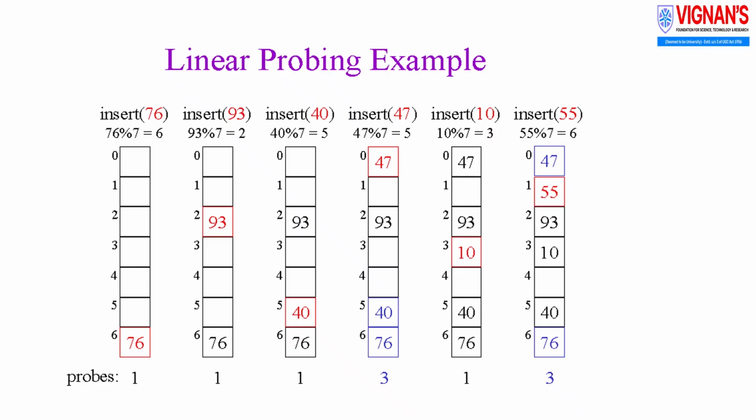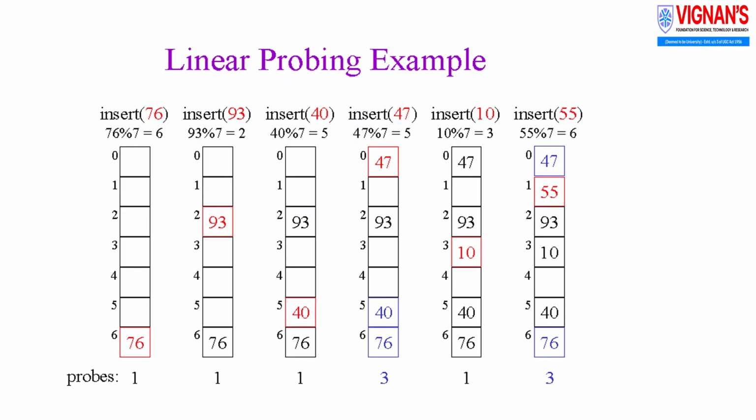Now, insert 47. 47 mod 7 equals 5. But index 5 is already occupied by 40. So we move to the next index 6. But that is occupied by 76. Then we move to index 0, which is empty. So 47 is placed at index 0. Number of probes, 3.